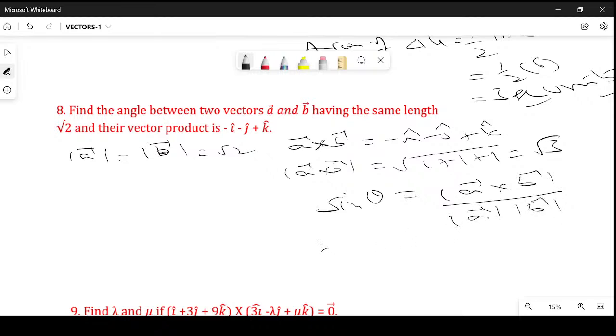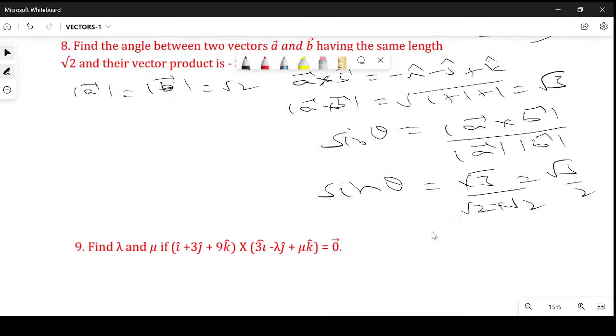So then sin theta equal to, I can write, root 3 by root 2 into root 2. It will be root 3 by 2. So sin theta is root 3 by 2, and sin 60 is root 3 by 2. So I can mention theta equal to 60 degrees, or I can say pi by 3 or 60 degrees.